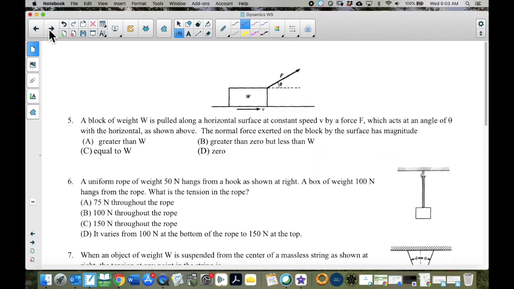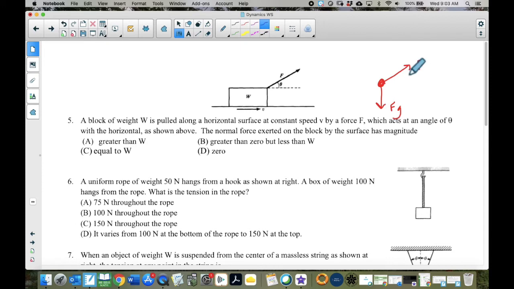Okay, number 5. A block of weight W is pulled along the horizontal surface at a constant speed V by a force F, which acts at an angle of theta with the horizontal as shown. The normal force exerted on the block by the surface has what magnitude? Okay, I'm going to go down to a free body diagram. We have the force of gravity, right? We also have this force that is pulling it.